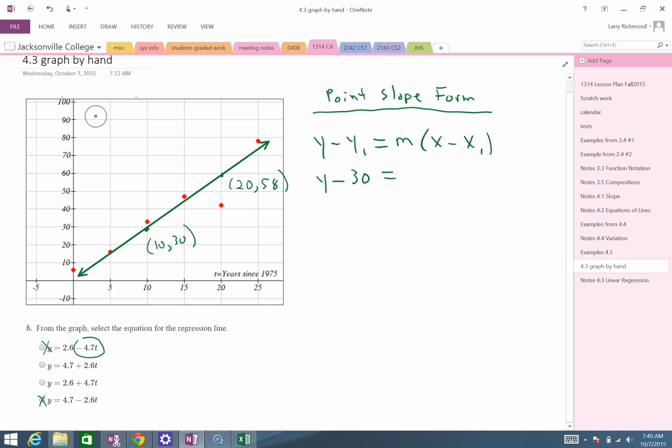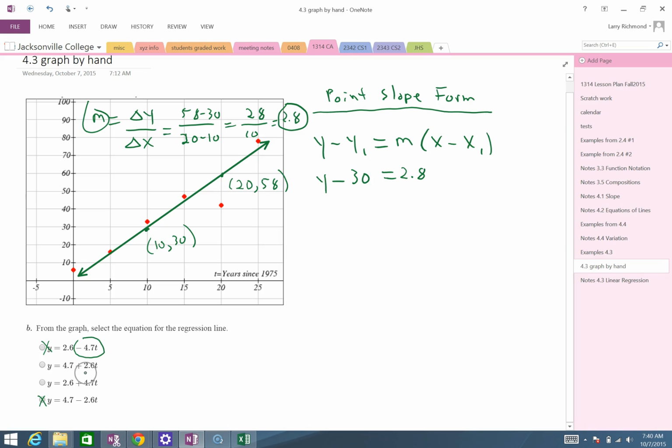Well, remember how we found slope? Slope was a change in y divided by a change in x. All right, so my change in y, I would subtract my y's, 58 minus 30 in this case. And my change in x is 20 minus 10. 58 minus 30 is 28. 20 minus 10 is 10, so this is 2.8. That's my slope. So in place of m is 2.8.